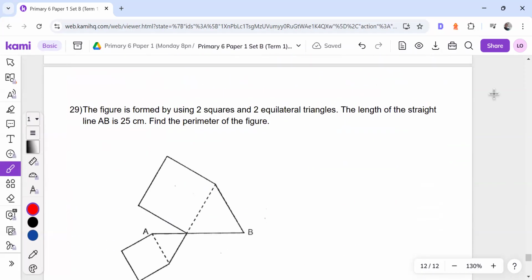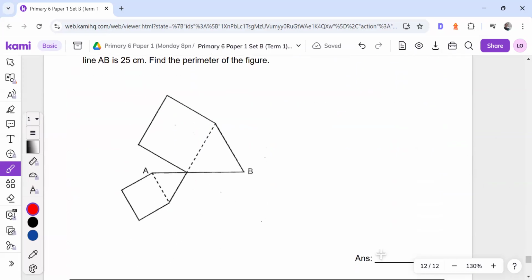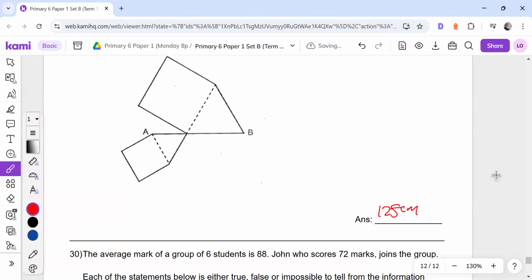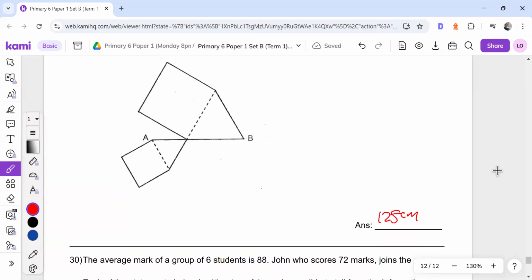Okay. All right. Question 29. Let's go on first. Now, what's the answer? Your answer will be 125. 125 centimeter. Okay, 125 centimeter. If you have any questions about any questions later, you stay behind. Okay, Mr. will answer you later.